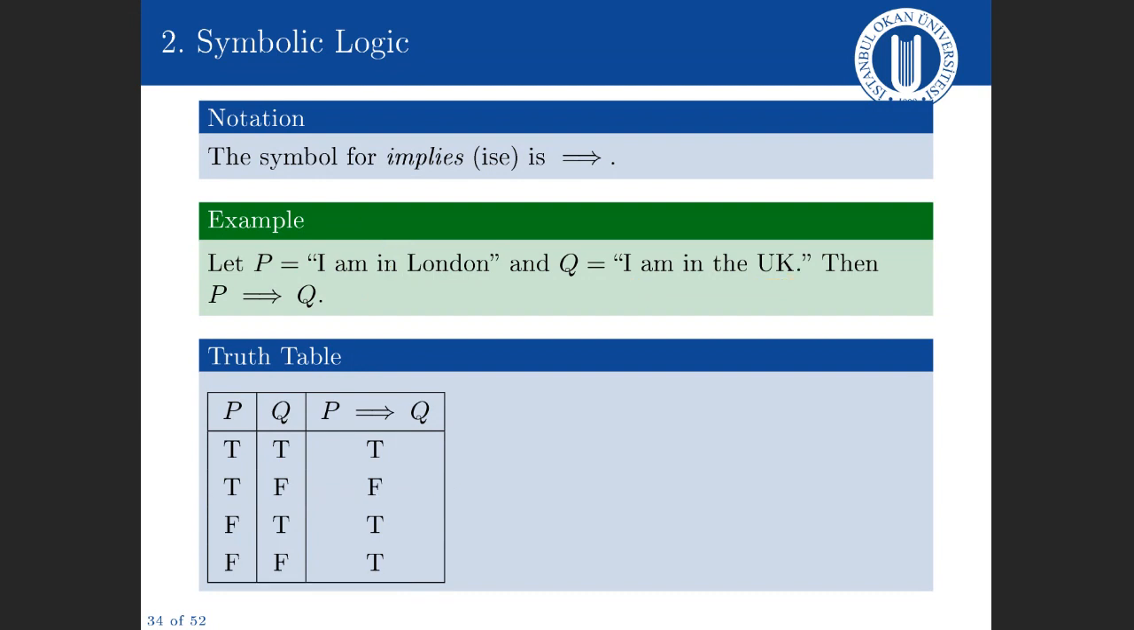Or what if they're both false? Let's suppose I'm not in London and I'm not in the UK. Is that possible? Yes, of course it's possible. Most of the people in the world are not in the UK and they're not in London. So it's okay for P and Q to both be false, but P implies Q to still be true.